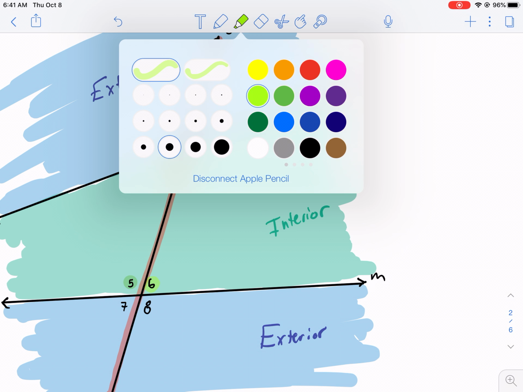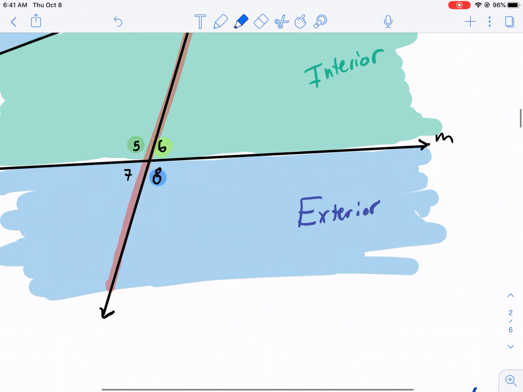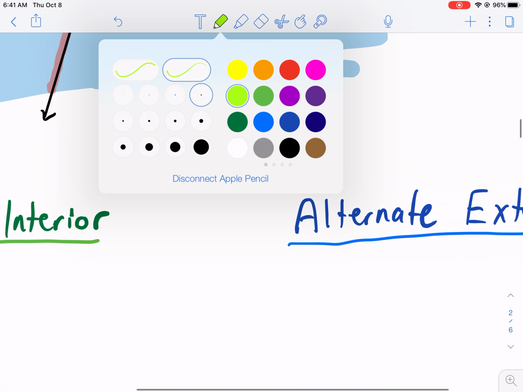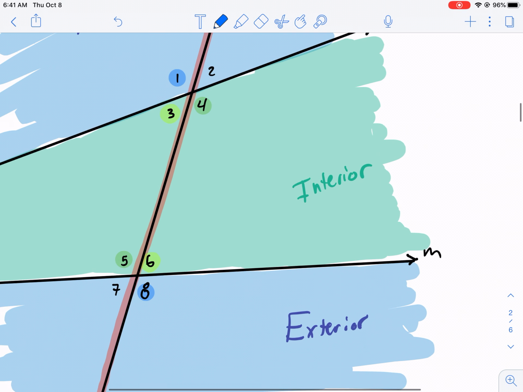So let's use, I guess, this blue color. Yeah. So now we're not talking about the same side. We're talking about alternating sides. So, for example, 8 and 1 are on alternate sides of the transversal, and they are in the exterior, angle 8 and angle 1. I said that backwards. You guys get me. Angle 1 and angle 8.